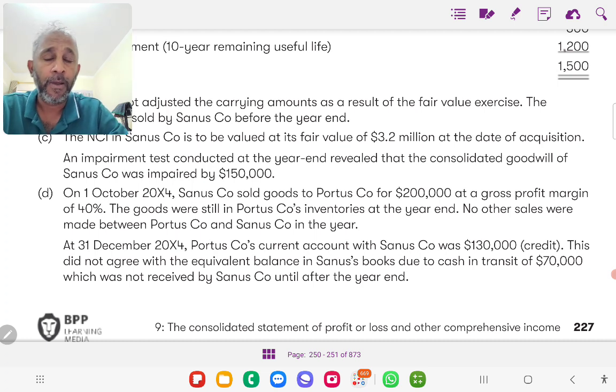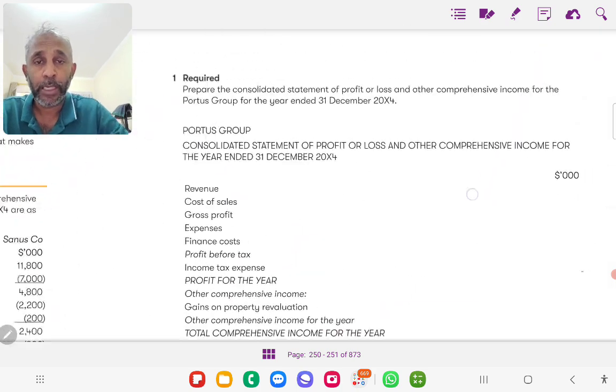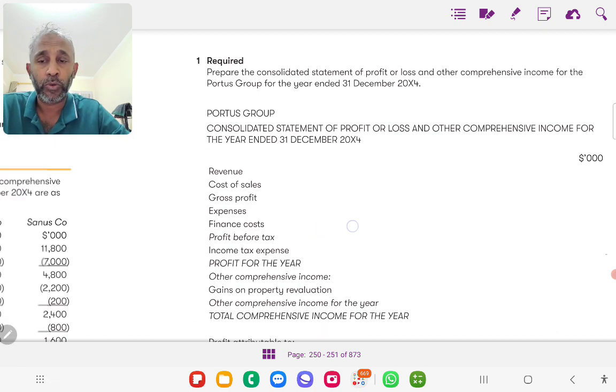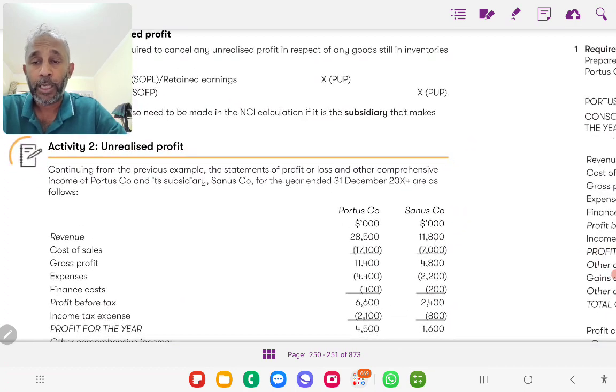The goods were still in P company's inventories at the year end, meaning the entire goods. No other sales were made between P company and S company. At 31 December, P company's current account with S company was 130,000 credit. This did not agree with the equivalent balance in S company's books due to cash in transit of 70,000, which was not received by S company until after the year end. Prepare the consolidated statement of profit or loss and other comprehensive income for the P company group for the year ended 31 December 2014. Now here please note, the question is to deal with the consolidated profit and loss account.